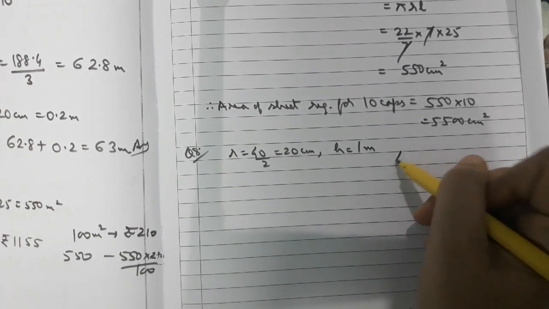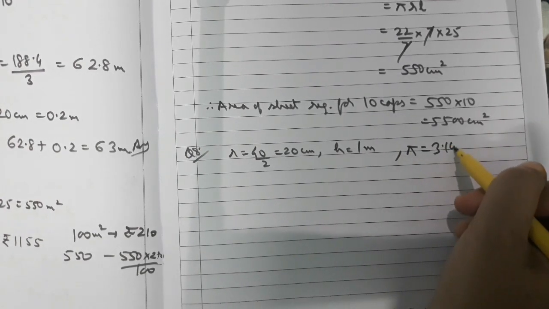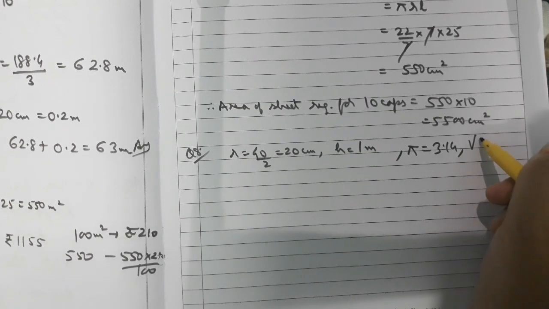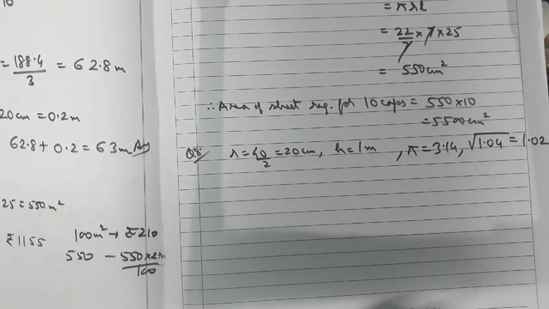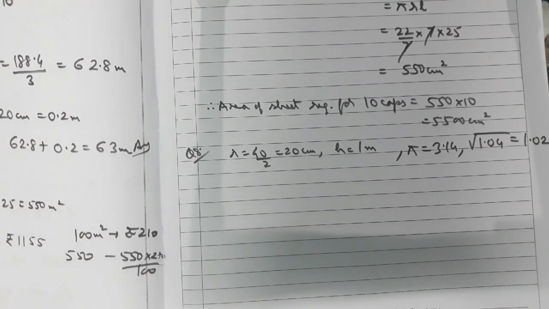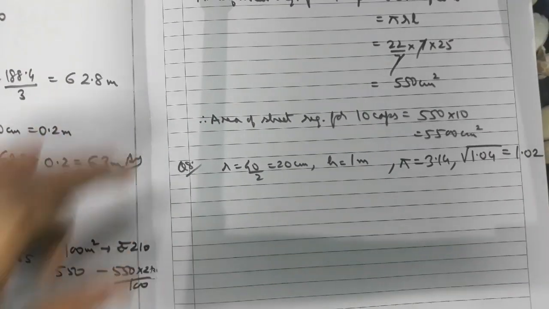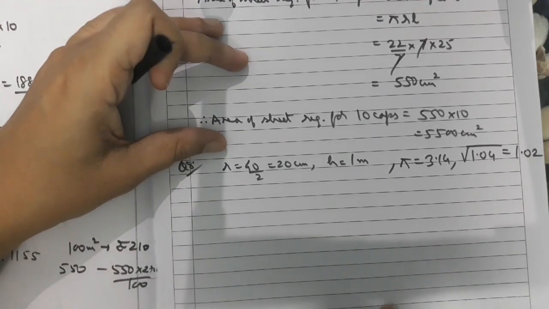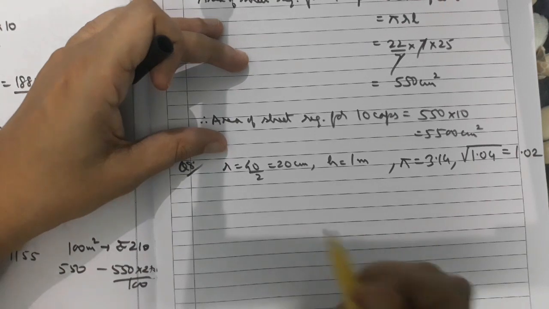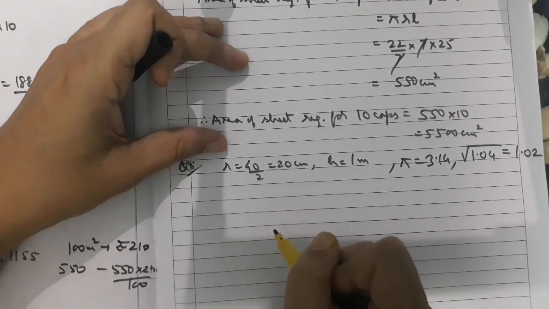And the value of pi is given to us as 3.14 and the square root of 1.04 is given to us as 1.02. So since it is a hollow cone and it has to be painted, we will paint it along the curved surface area of the cone. So we will find out the curved surface area.